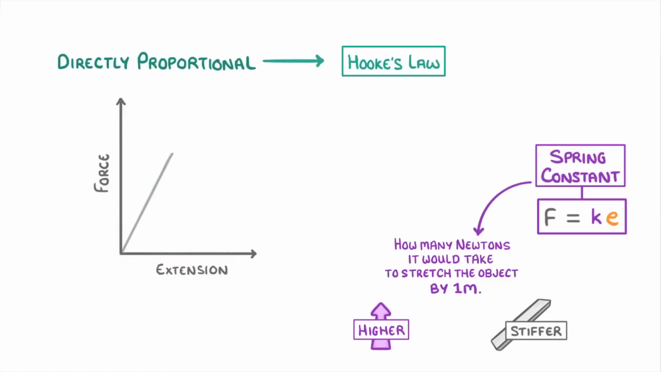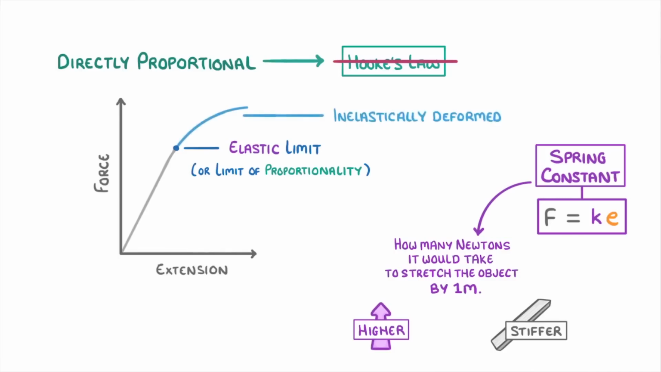There is a limit to this relationship though. At some point, our line will start to curve, and we call this point the elastic limit, or the limit of proportionality. After this point, Hooke's law no longer applies, and the object won't necessarily go back to its original shape, meaning that it will have been inelastically deformed.